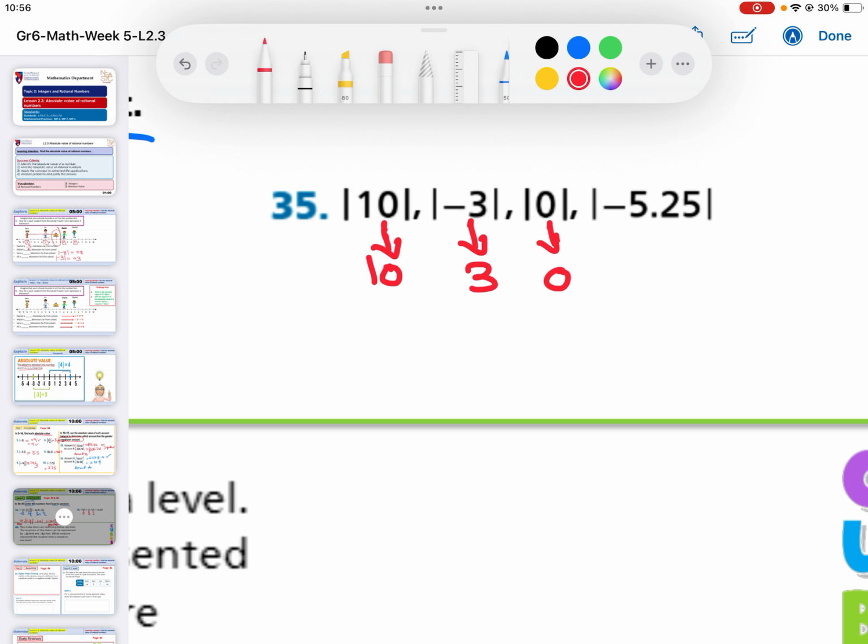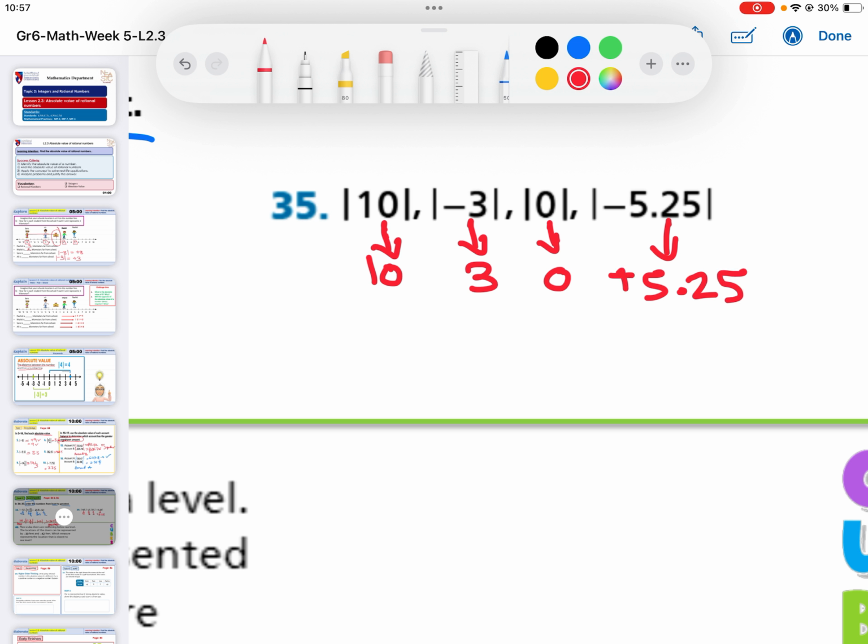I forgot, guys, to discuss with you what the absolute value of 0 is. The absolute value of 0 is neither negative nor positive. It's 0 because on the number line you haven't moved anywhere. You stayed in your place, which is 0. So please don't go and put positive 0 or negative 0. There is no such thing as positive or negative 0. You basically did not move anywhere. Okay, next one, that will be 5.25, positive.